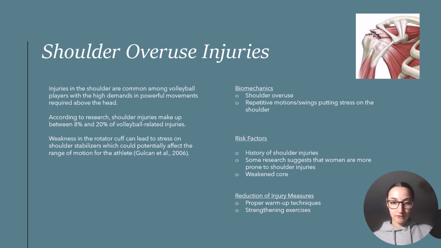Some risk factors include history, same thing as with ankle sprains, a history of shoulder injuries. Some research does suggest that women are a little bit more prone to shoulder injuries than men, and a weakened core is actually going to be huge. You wouldn't think that because it's not necessarily the body part, but especially for outside hitters, or just hitters in general, having a strengthened core stabilizes the rest of their body as they make their attack, and that could impact the way that they're hitting.